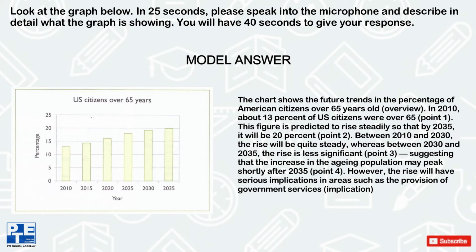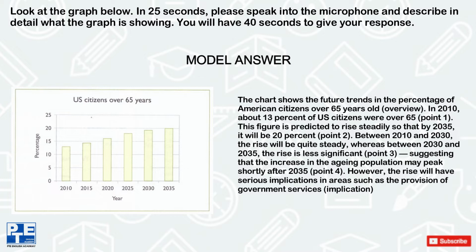The chart shows the future trends in the percentage of American citizens over 65 years old. Overview. In 2010, about 13% of U.S. citizens were over 65. Point 1. This figure is predicted to rise steadily so that by 2035, it will be 20%.